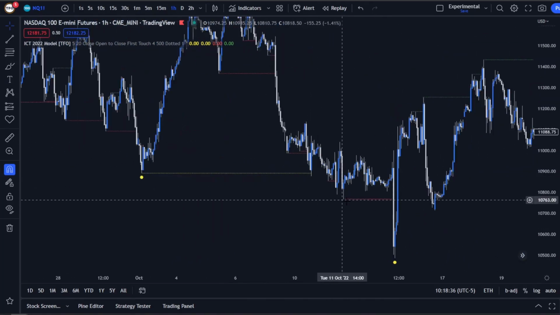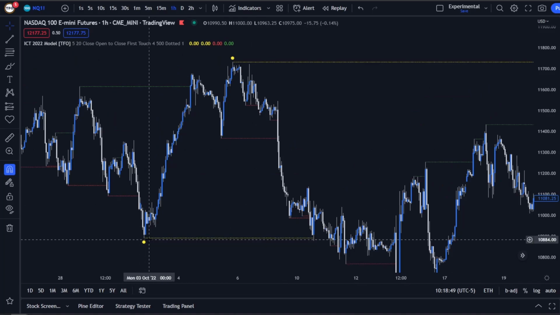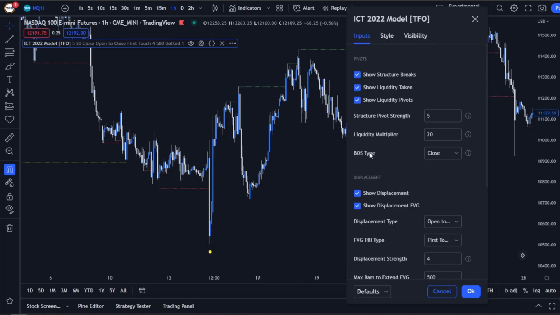For example, if you consider this to be liquidity, you can see it's not highlighted in yellow, so this is just considered a structural pivot. But as you go into lower time frames, different pivots are going to be considered liquidity. Now for this break of structure type, there are two options. You can do close or all.